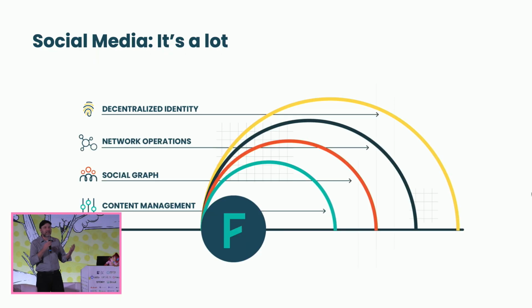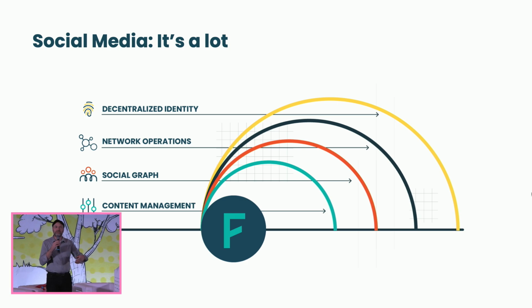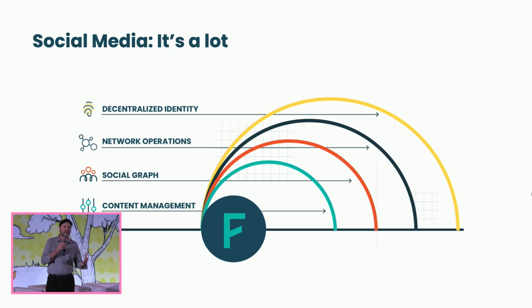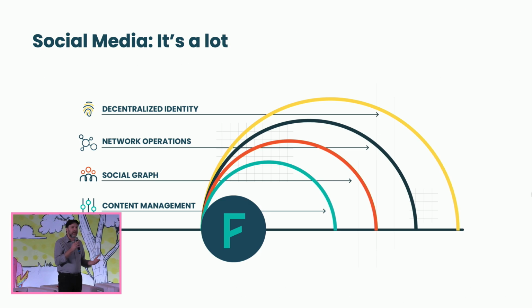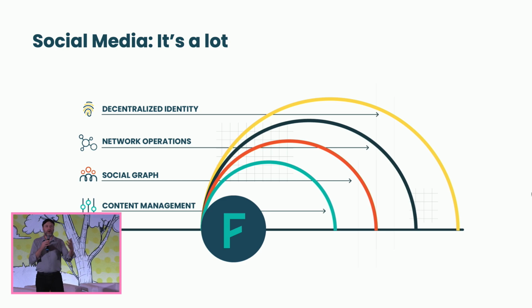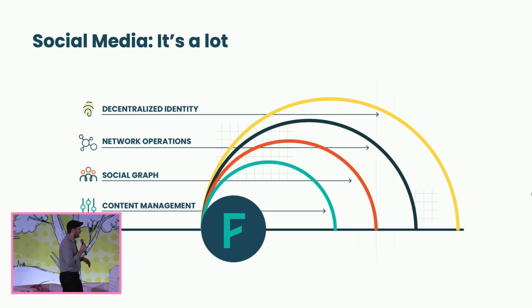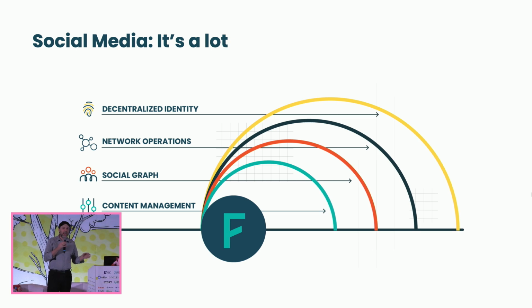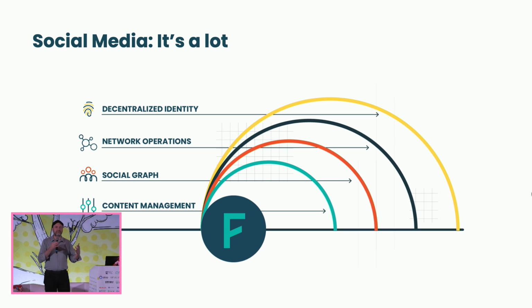Here's a few pieces of it. There's a decentralized identity piece. There are network operations. There are public keys and encryption keys that have to be managed and handled. There's the actual social graph itself, the encrypted social graph in the case of Frequency, and how that's managed on chain. And then there's the content itself that's flowing through, or references to content, as you might have need.